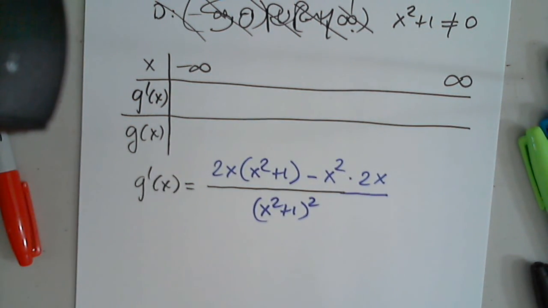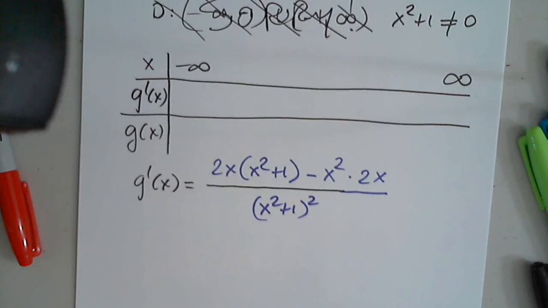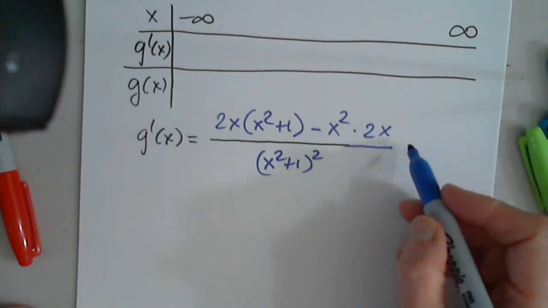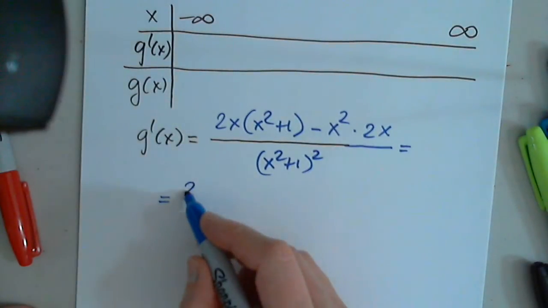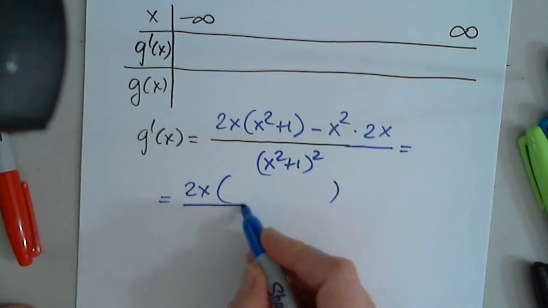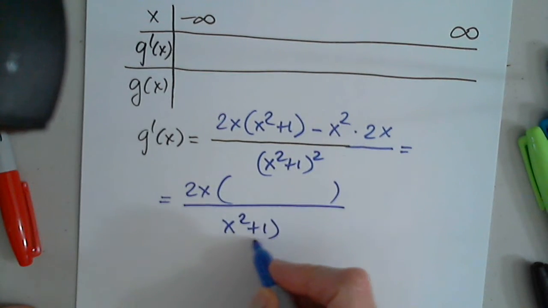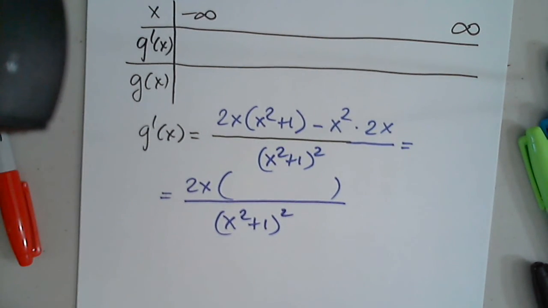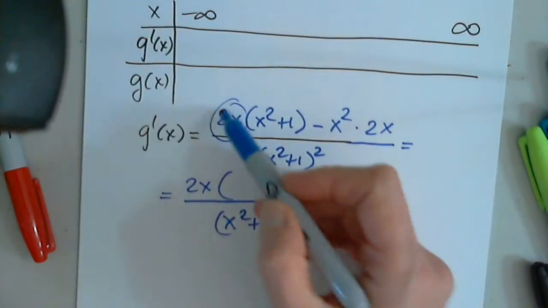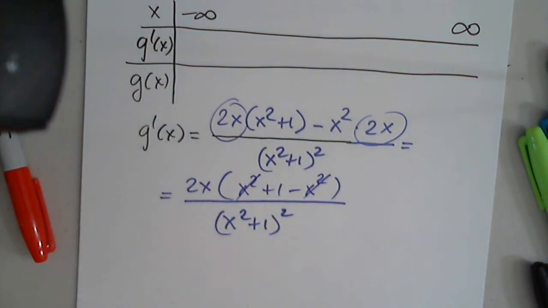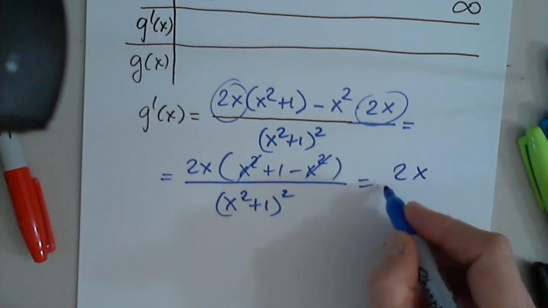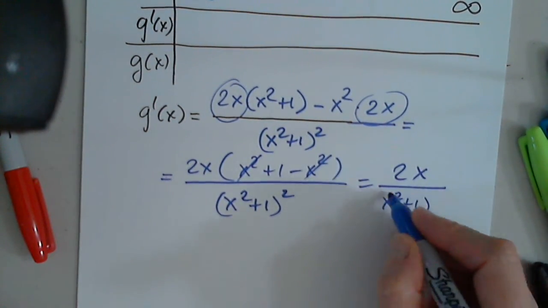Is this what you got so far, everyone? Yeah. I refuse to multiply when I see that I can clean it up. You already know a little bit about me. As a friend of mine said, we are running a clean ship. So 2x comes out, and then I have x squared plus 1 minus x squared. Very nice. So the simplified form is 2x over x squared plus 1 squared.